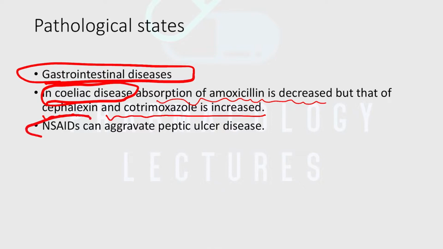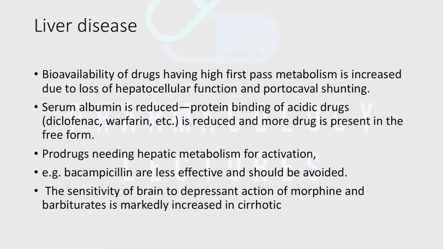And obviously some drugs produce ulcers themselves. That is, there are drugs called painkillers, also called NSAIDs, and these can aggravate peptic ulcer diseases, which are ulcers in the stomach and the intestines. So depending upon the pathological states, we need to choose the drug and expect the response.